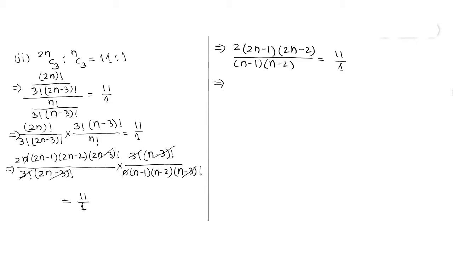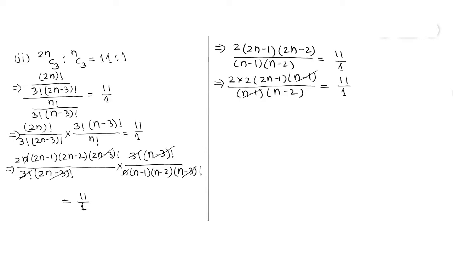We take 2 common from 2n minus 2 of numerator and write 2 multiplied by 2 into 2n minus 1 into n minus 1. When we take 2 common from 2n minus 2, we get n minus 1, upon n minus 1 into n minus 2. We cancel n minus 1 of numerator by n minus 1 of denominator and write this equal to 11 upon 1.